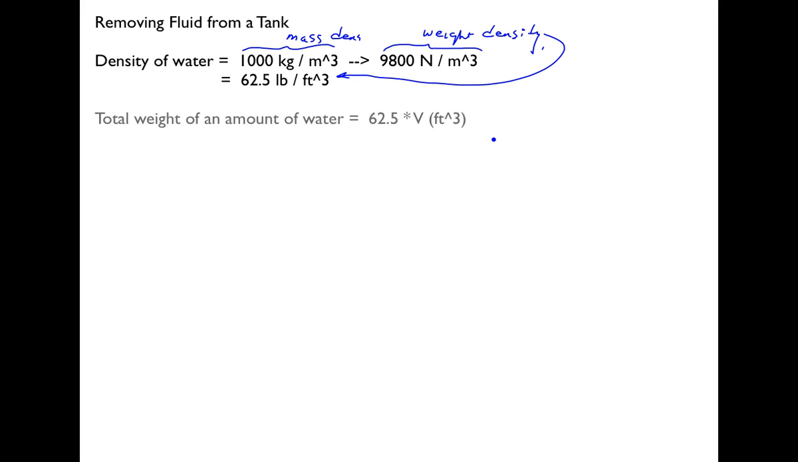Okay, so the total weight of an amount of water would be what? It'd be 62.5 pounds per foot cubed times whatever volume you had in feet cubed, and that would give you the total weight of water in pounds. As an example of how you use density: if you have the volume and the density, then multiply to get the weight.